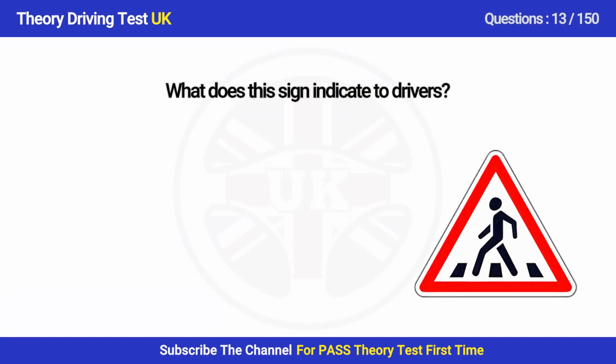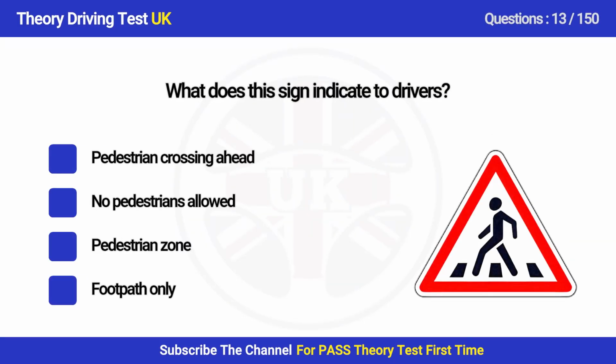Question 13. What does this sign indicate to drivers? A. Pedestrian crossing ahead. B. No pedestrians allowed. C. Pedestrian zone. D. Footpath only.